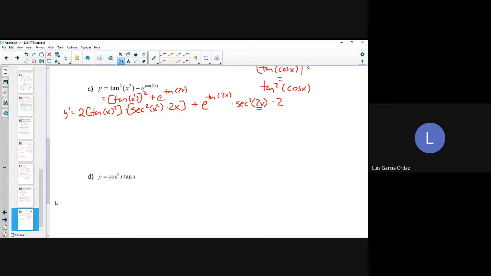So now when all is said and done, I can simplify. I get 4x times tan of x squared times secant squared of x squared plus 2 times secant squared of 2x times e to the power of tan of 2x. Again, all I did to get this front term 4x was take my 2 over here and multiply it by 2x, which gave me 4x.